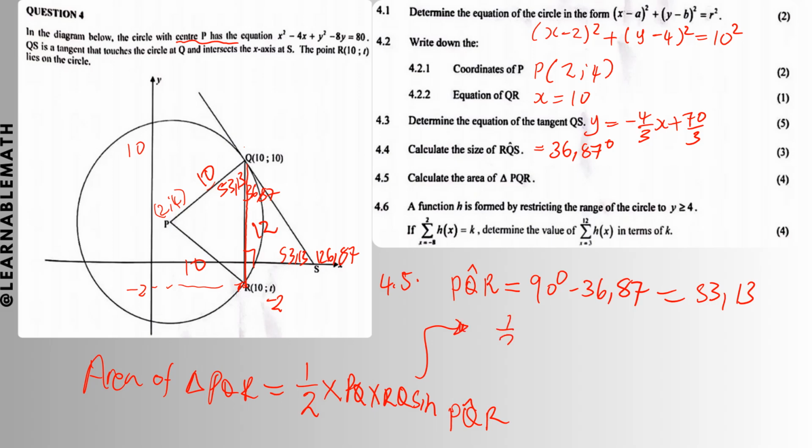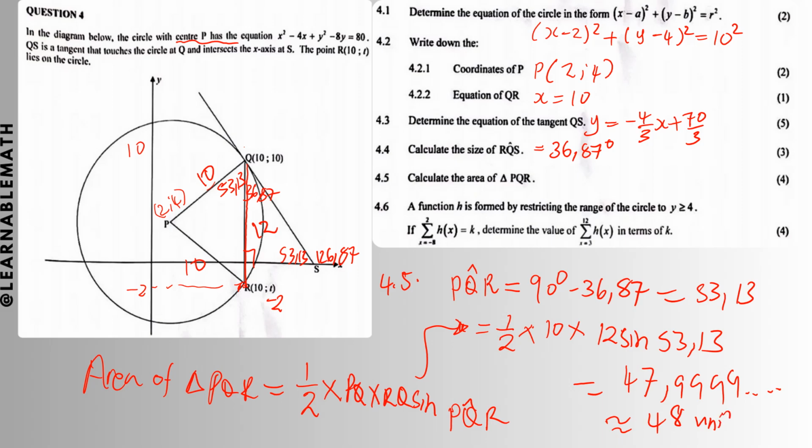So the area is equal to 1/2 times PQ, which is 10 because it's the radius, times RQ, which is 12, times the sine of 53.13. You can just punch that into your calculator and get the answer. The answer will be 47.9999, which is approximately 48 units squared. So that will be the area of triangle PQR.